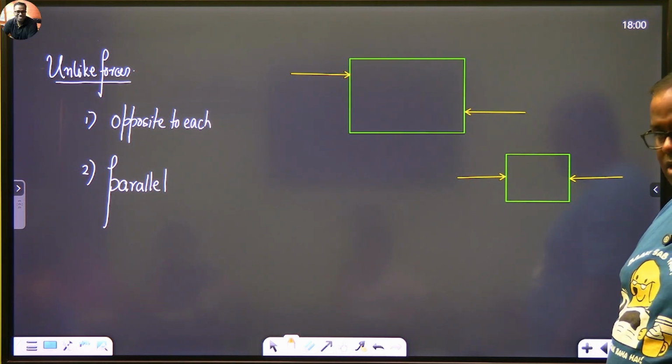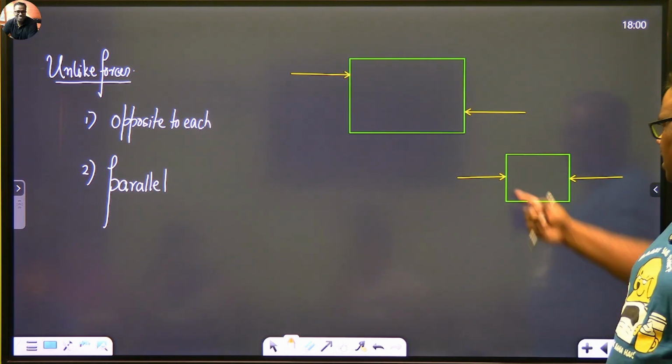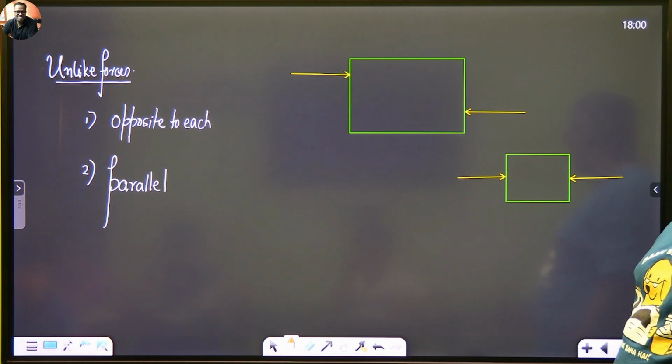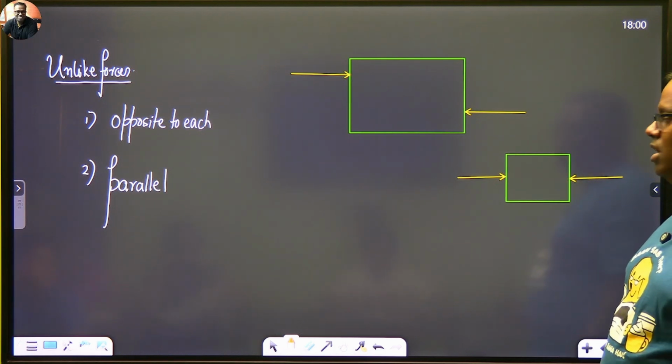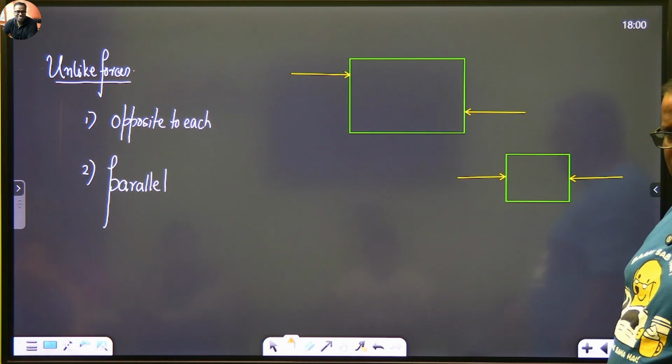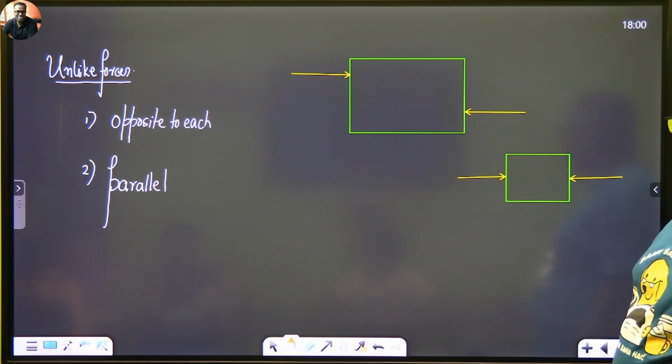Yes. Why? Why not? One is coming this way, one is going this way. In opposite direction, right? Did you get it? Okay. Are they parallel to each other? Yes. Why not? But then won't they meet in the end? Then let them meet.